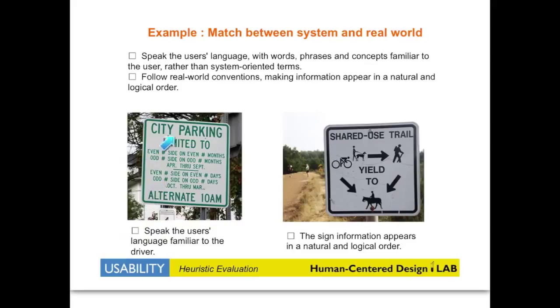And you can see another example when the municipal puts a signage like city parking, limit to event, sharp, sign on event, sharp month. The signage is really complicated. It's not really speaking the user's language to the driver. The sign information should follow real world conventions and make information appear in a natural and logical order. This is another example. The sign tells the bicycle and the people who have a dog to yield to the people who are coming, and people who are coming to yield to the people who ride the horse, and people who take a bicycle to yield to this. It's a little bit more complicated. Maybe people don't understand the relationship between them.